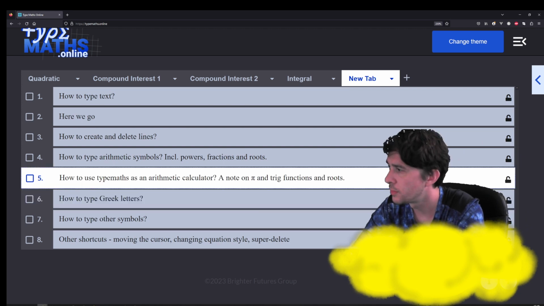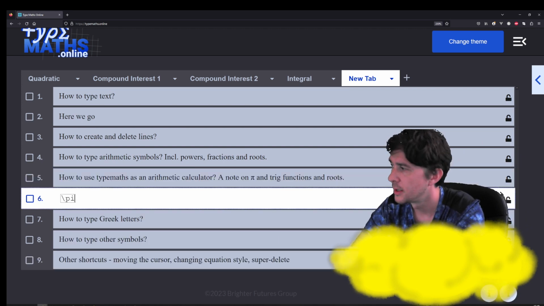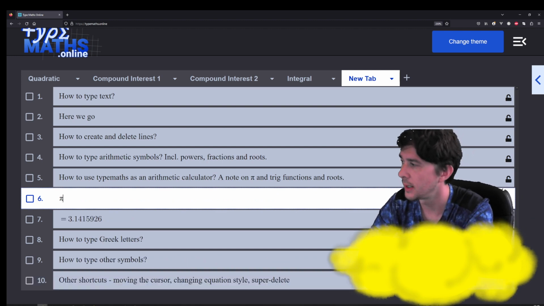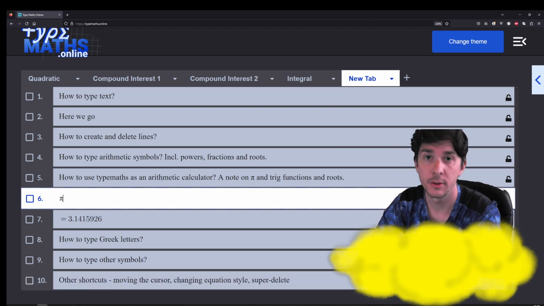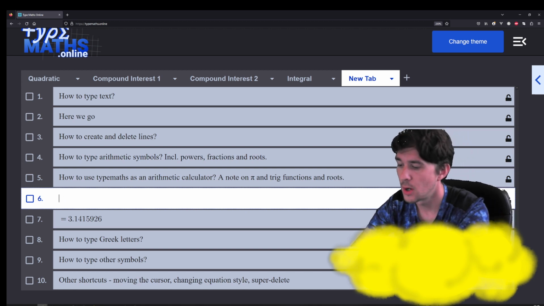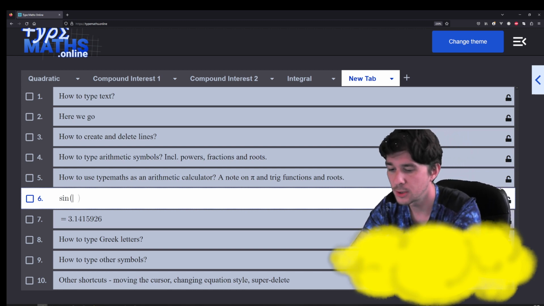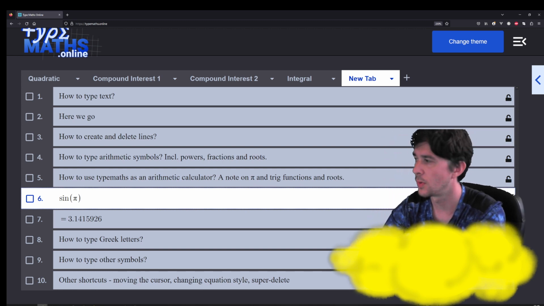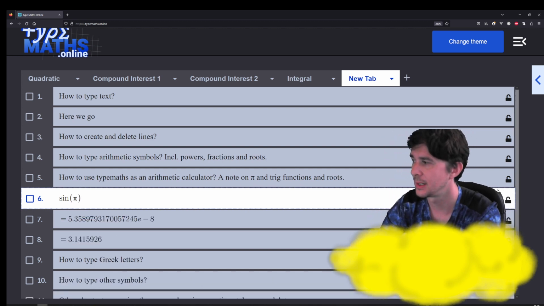I will also point out that you can do pi. If you calculate pi, you're going to get this. We've hard-coded that value in, so you'll notice it's not as many decimal points as the other calculations gave. We can do roots. We can also do trig functions. Trig functions are always interpreted to be in radians. So sine of pi gives us this.